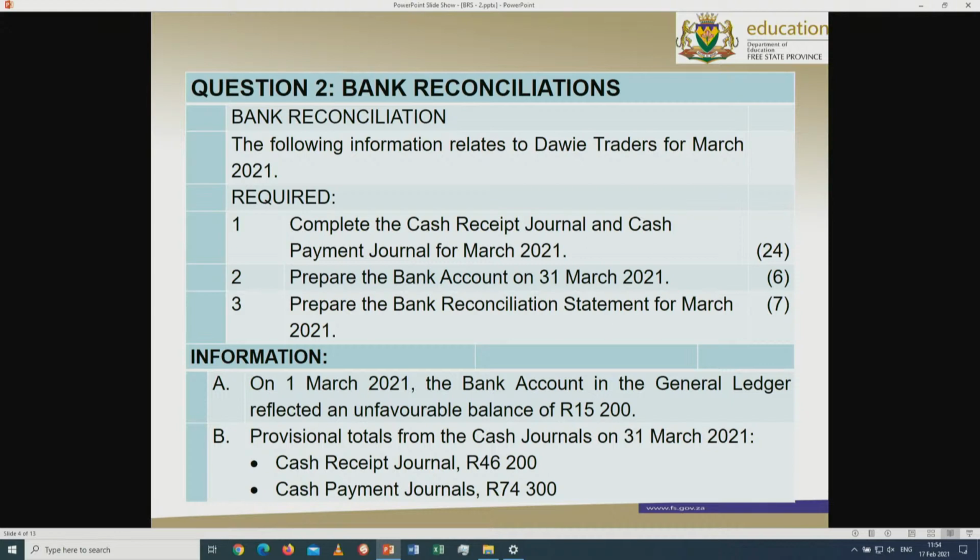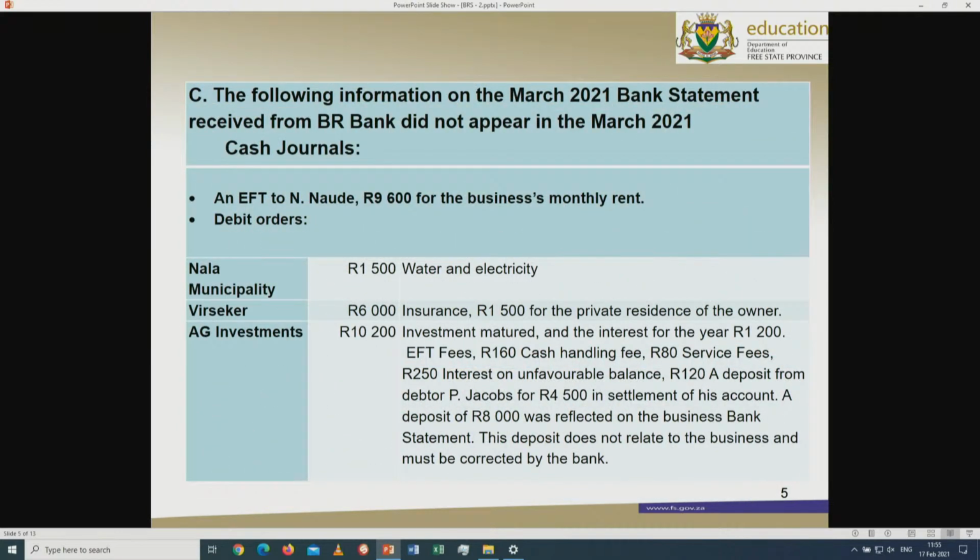Information number B, totals from the cash journals on 31st March 2021: cash receipt journal 46,200, cash payment journal 74,300. Remember, this is the information as given. Let's move. Information C: the following information on the March 2021 bank statement received from BR Bank did not appear in the March 2021 cash journals. It's very important that you read the statement and you understand exactly what happened.